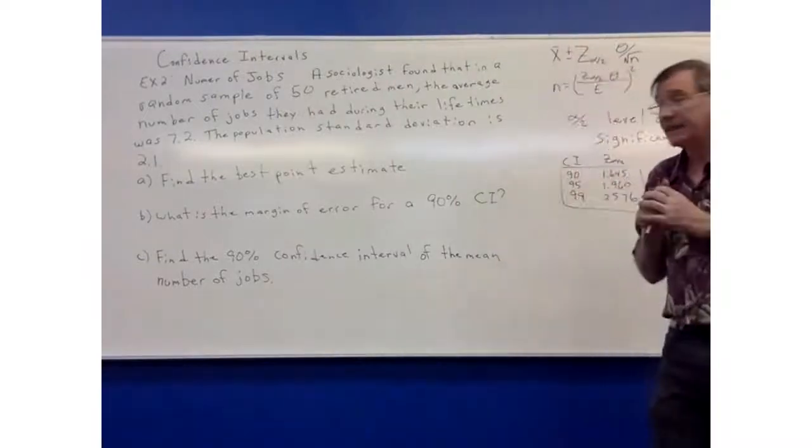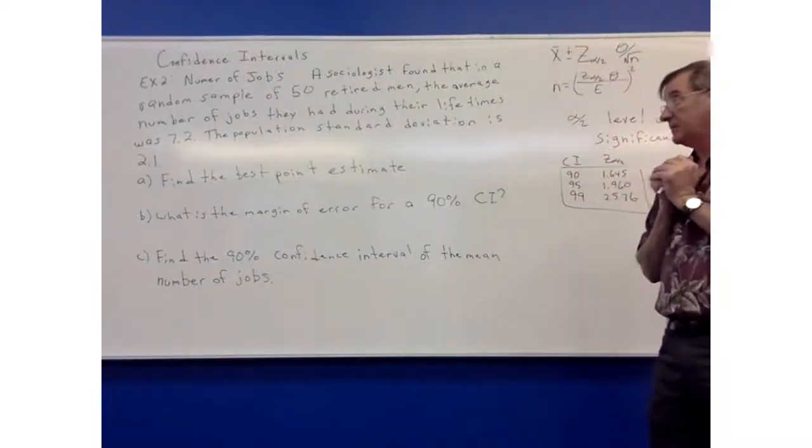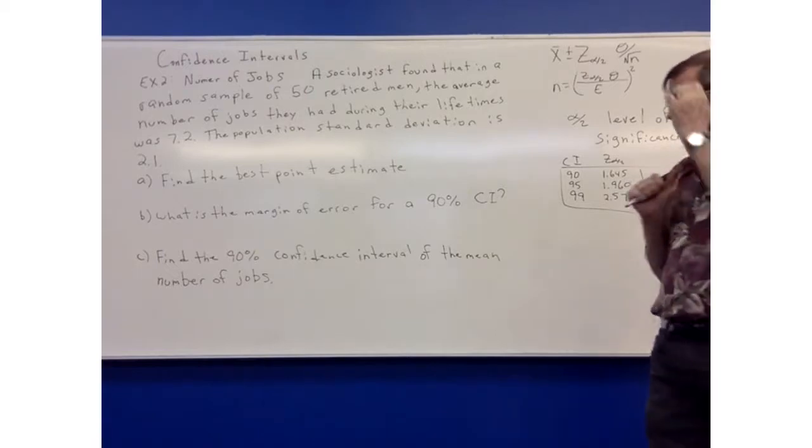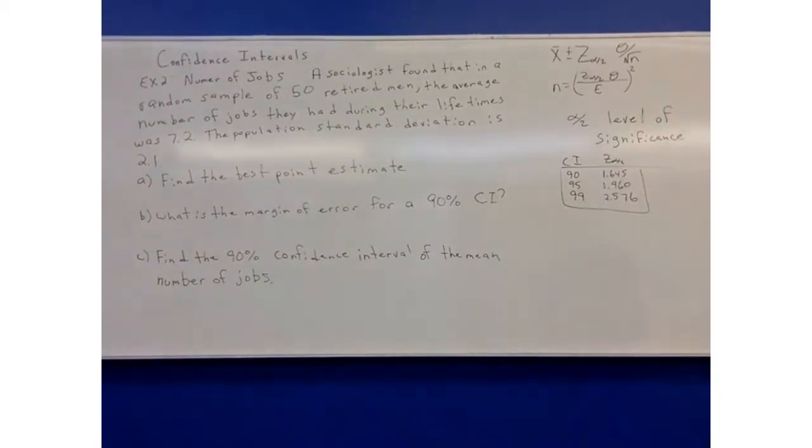Welcome back. What I have here is another example of a confidence interval. Let me read this off the board. I'll step out of the way. It's about number of jobs. A sociologist found that in a random sample of 50 retired men, the average number of jobs they had during their lifetimes was 7.2. The population standard deviation is 2.1.